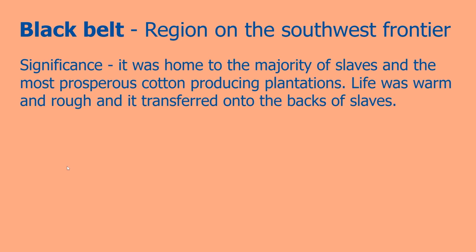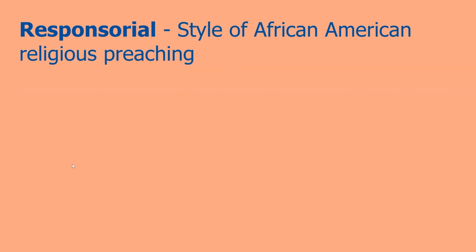The Black Belt region on the southwest frontier, it was home to the majority of slaves and the most prosperous cotton-producing plantations. Life was warm and rough, and it transferred onto the backs of slaves. So cotton could thrive the most in these warmer temperatures, and of course the slaves were the ones doing the work, not the masters.